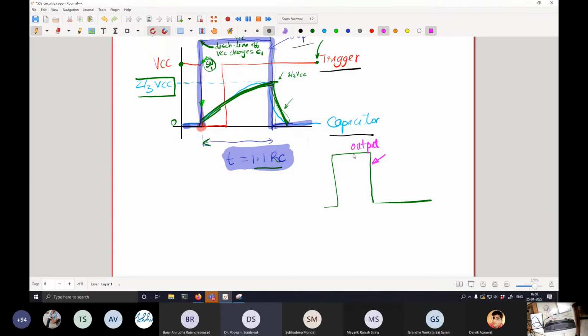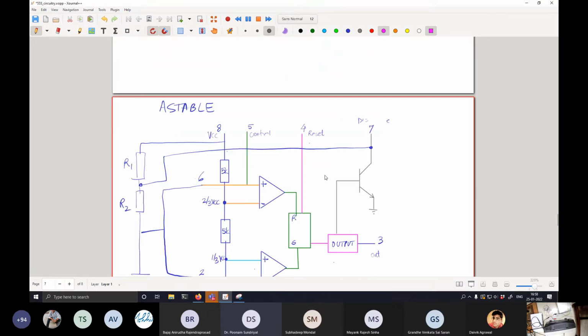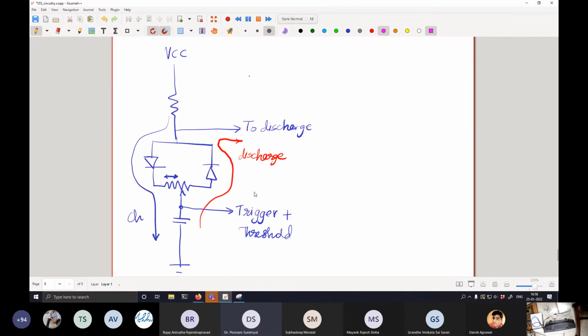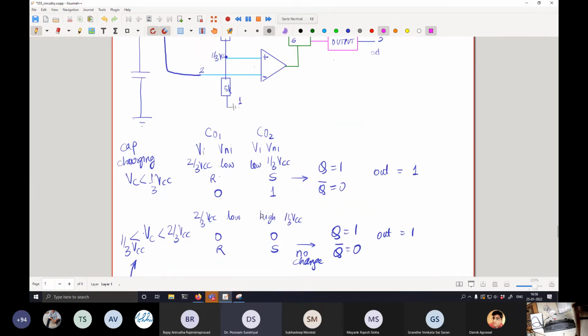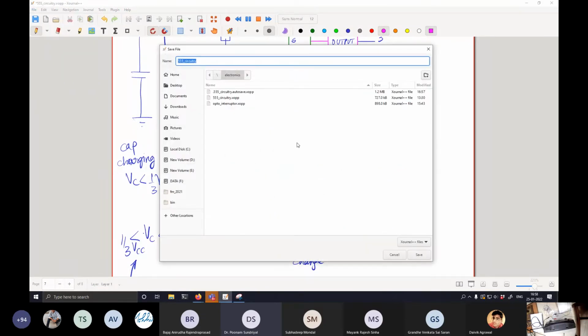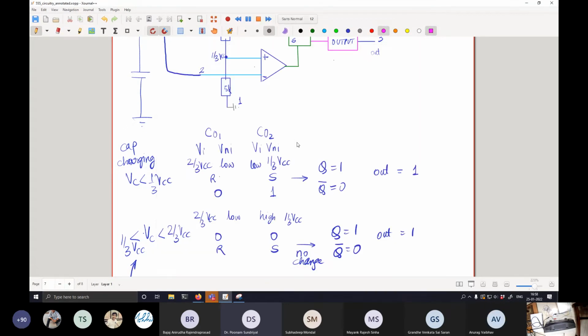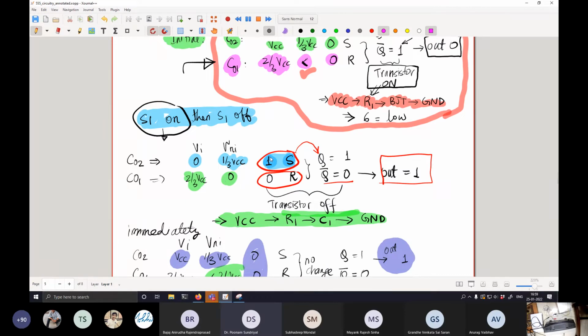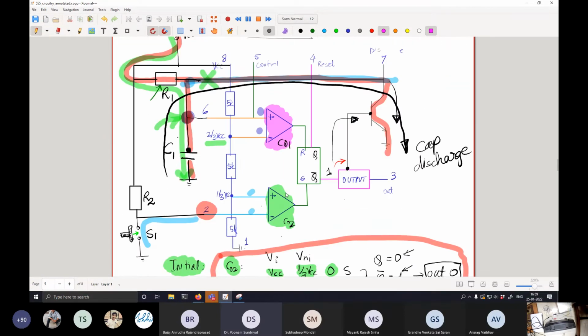Before concluding this lecture, I'll just show you how that circuit looks. Astable we will discuss at the beginning of the next class, because right now if I try to discuss this, it will create more confusion than anything else. So I'll quickly save this as 555 circuitry, annotated. Now you have two files, one annotated and one not annotated. You can work through it, and you can use Zernal to make changes in this file.